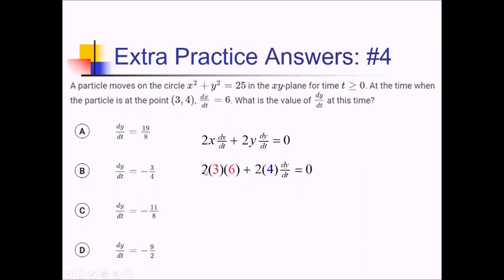So let's see here. This is going to be 6 times 6, so 36, plus 8 dy/dt equals 0. So we can say 8 dy/dt then equals negative 36. And then if we divide here, negative 36 over 8, we can reduce that by 4s to negative 9 over 2, which is going to give us answer choice D.